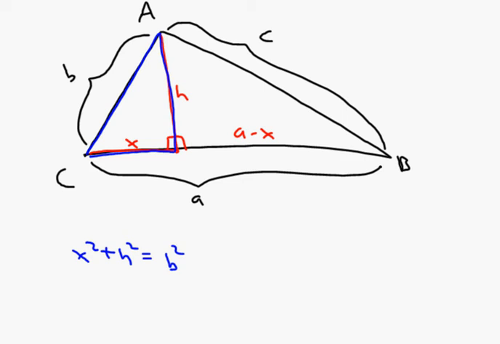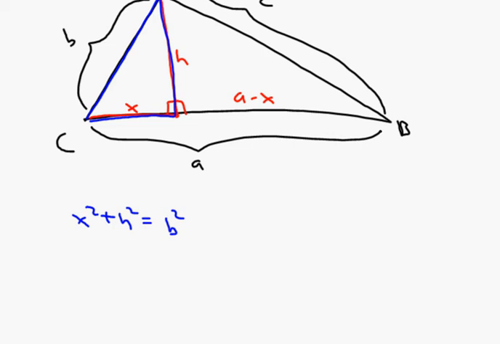So let's see what else we can write. Okay. We also have this fact. If we take the triangle that's on the right, this guy over here, we can write (a minus x) squared plus h squared equals c squared.